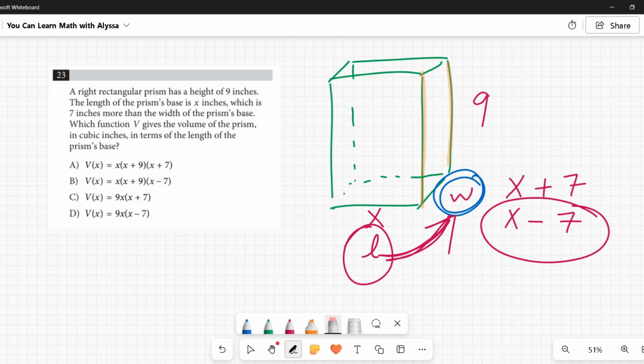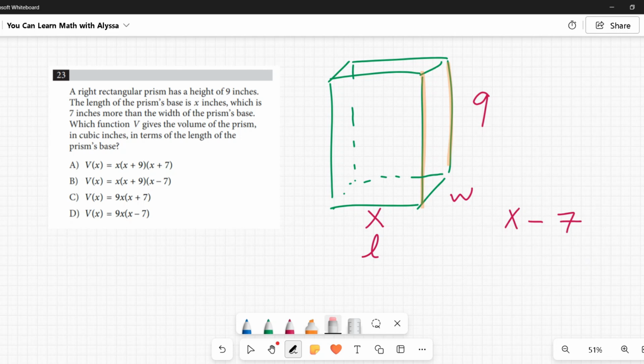Okay, so the length is 7 more than the width. So the width is 7 less than the length. So it is x, the length, minus 7. It is 7 less. All right, so now I have my 3 sides. I have my length, I have my width, and I have my height. And I'm going to reverse these. I'm going to write the x. X minus 7, and then that's my width. There we go.